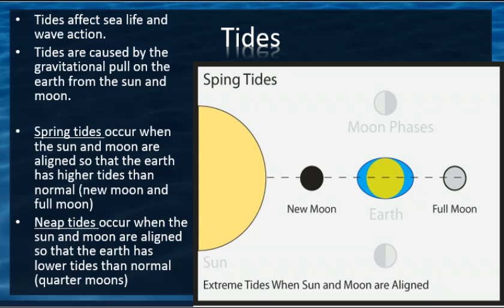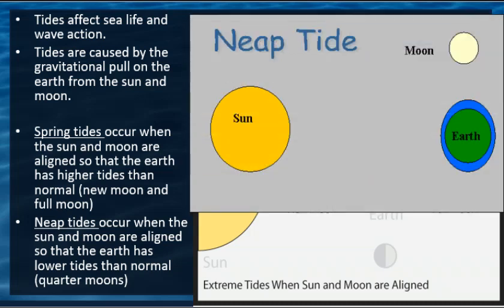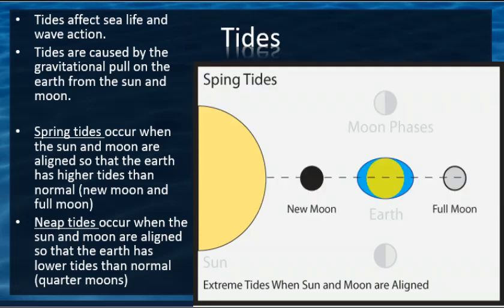Then there's something called the neap tide. The neap tide happens when I do this. The moon is at a 90-degree angle. The sun and the moon are aligned so that the Earth has lower tides than normal. Okay, so they're kind of in a turn there. So if I go back, you can see here and here, the midway part, top and bottom, would be 90 degrees. That ends up with a neap tide.